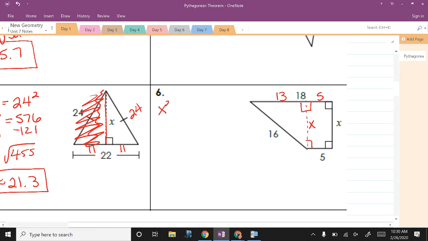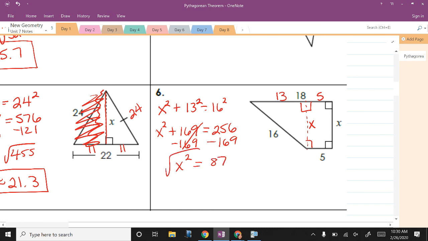So x is a leg. So x squared plus 13 squared equals 16 squared. So x squared plus 169 equals 256. Subtract 169 on both sides. What do we get when we subtract those? Yeah, x squared is 87, so it should be approximately 9 point something. About 9.3.